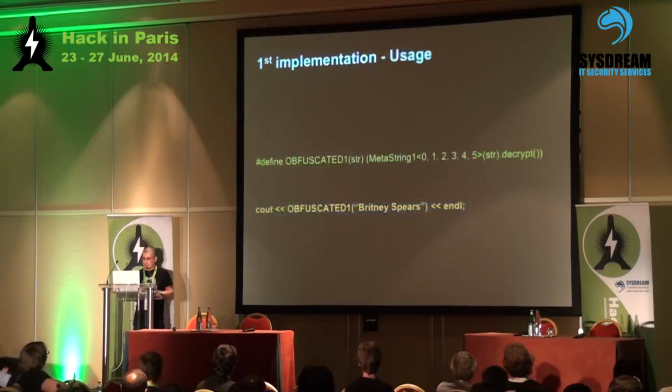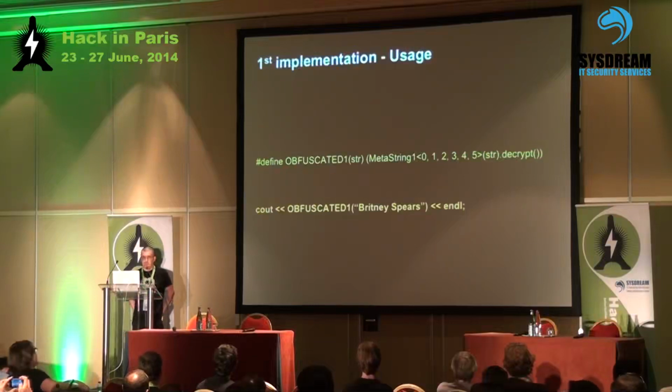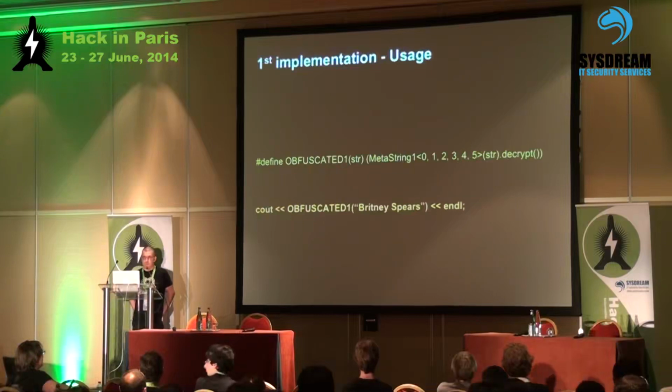And to use this string, I'm declaring a macro, and you see a list of indexes, and so it will create an instance of this class with the original string, and then I call decrypt. So everything will be evaluated at compile time except decryption. And to use my string, I just put this kind of prefix, obfuscated one, and my original string.